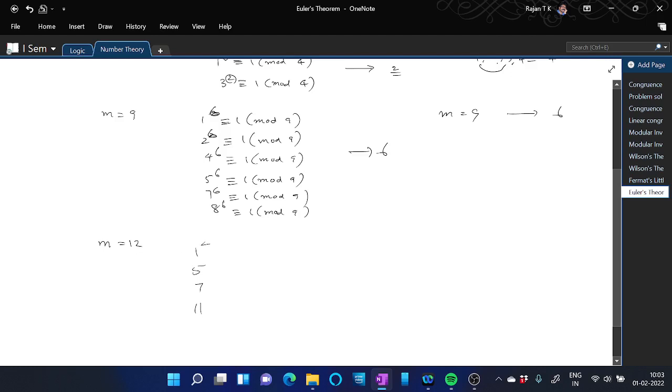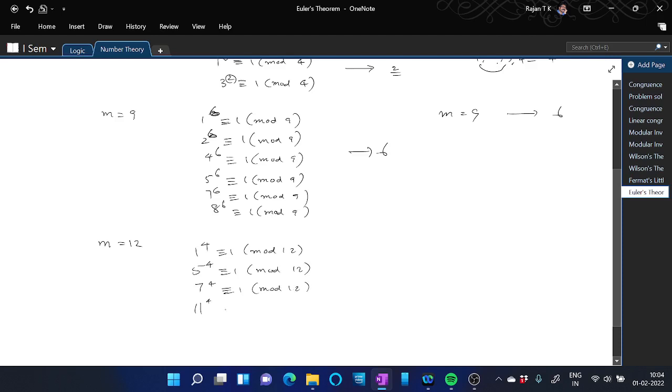So you take 1 raised to 4, congruent to 1 mod 12. You can see that 1 raised to 4 is congruent to 1 mod 12, and 5 raised to 4 is also congruent to 1 mod 12. 7 raised to 4 is congruent to 1 mod 12.